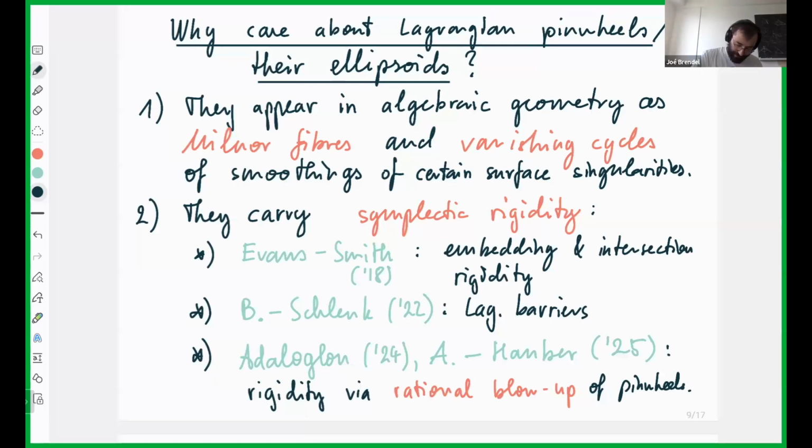And the first quantitative result in this direction is a joint result with Felix Schlenk, where we proved that those pinwheels are actually Lagrangian barriers. So if you remove them, the Gromov width of their complement becomes strictly smaller than the original Gromov width of CP2 in that case. And in the RP2 case, this is of course due to Biran.